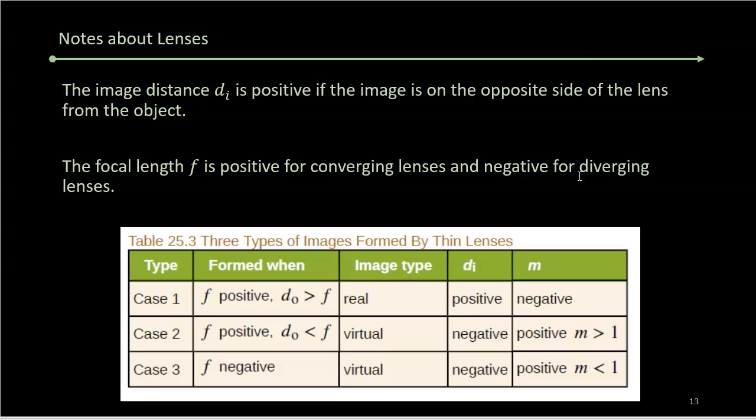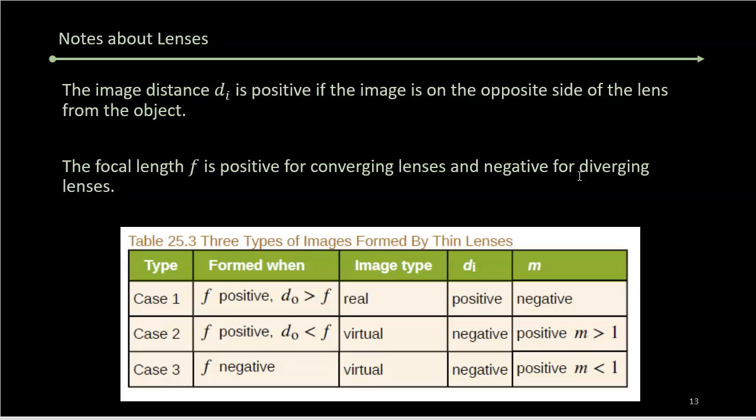You get a virtual image. The distance to the image is negative, which means it's behind the lens, and the magnification is then positive and greater than 1. This is what we use magnifying lenses for, to make things bigger, right?